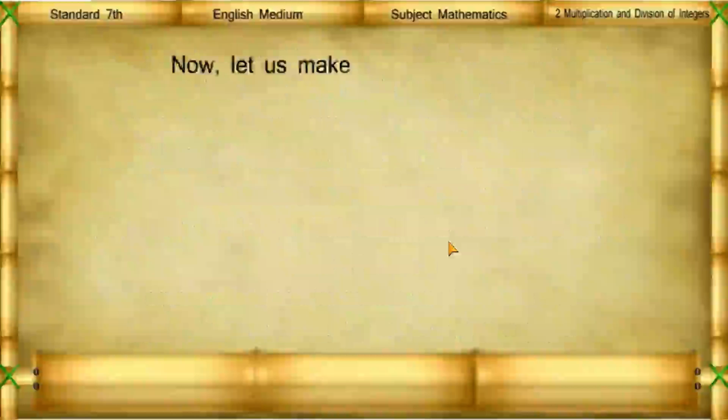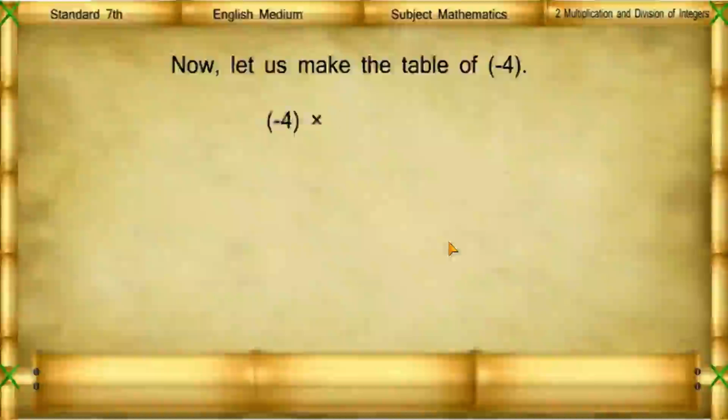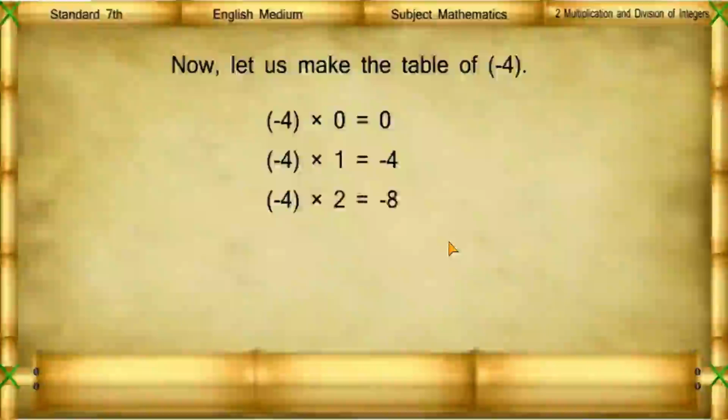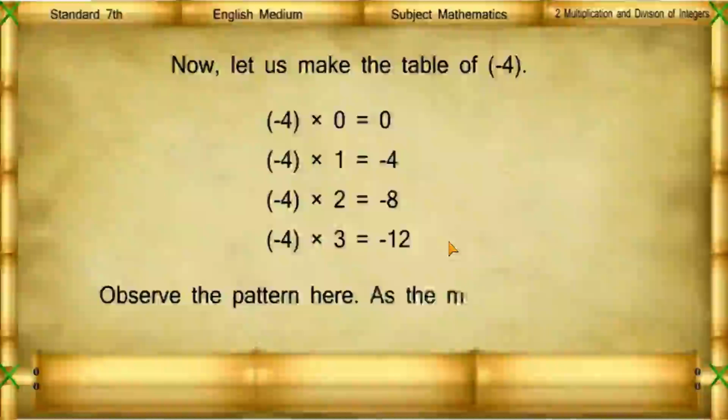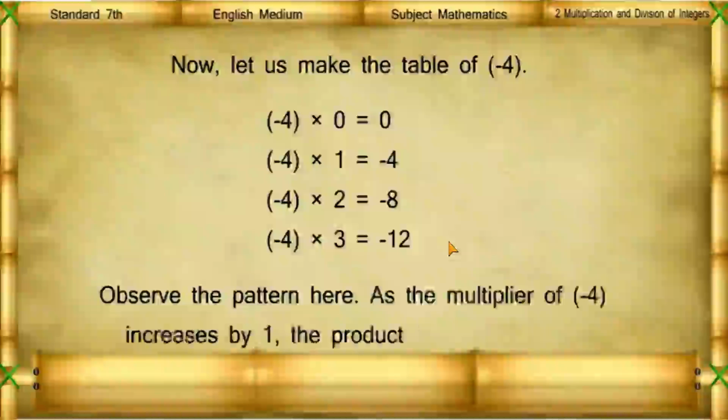Now, let us make the table of minus 4. Minus 4 into 0 equals 0. Minus 4 into 1 equals minus 4. Minus 4 into 2 equals minus 8. Minus 4 into 3 equals minus 12. Observe the pattern here. As the multiplier of minus 4 increases by 1, the product is reduced by 4.